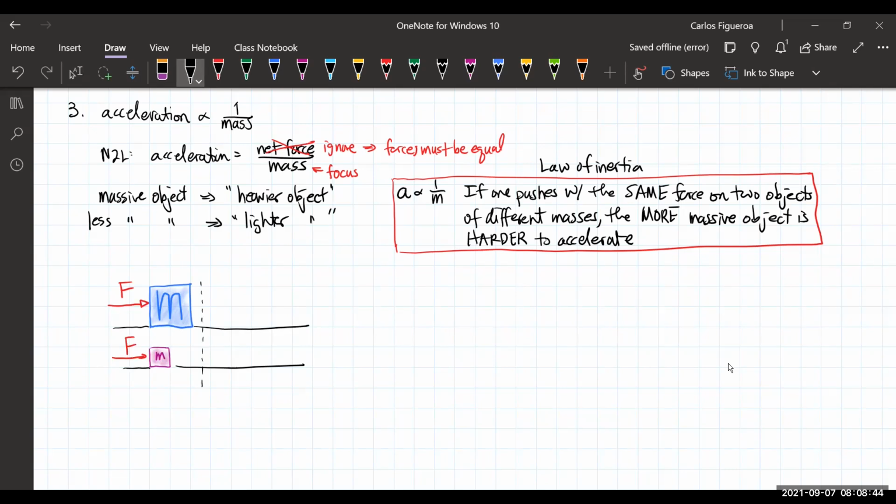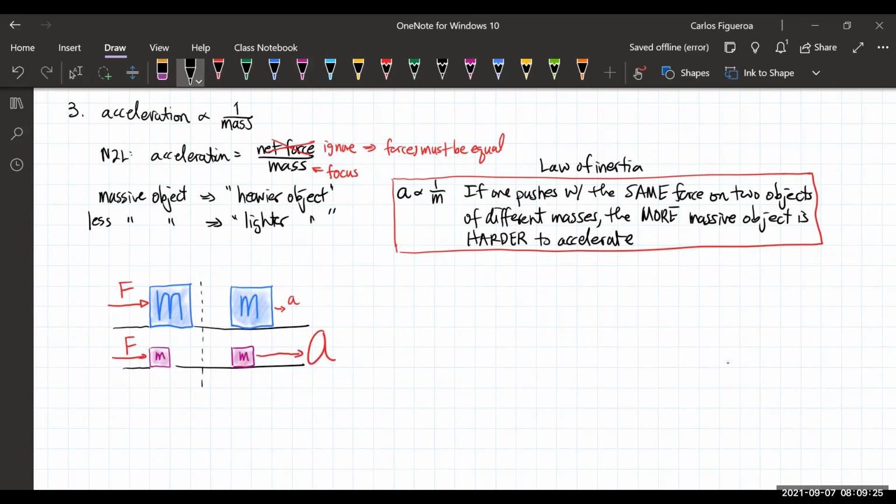I mean, you already know what's going to happen. If I have a larger mass, yeah, it's going to be harder to move. And this is exactly what Newton's second law says. It's common sense that this guy is going to be harder to speed up. This guy is going to be easier to speed up.